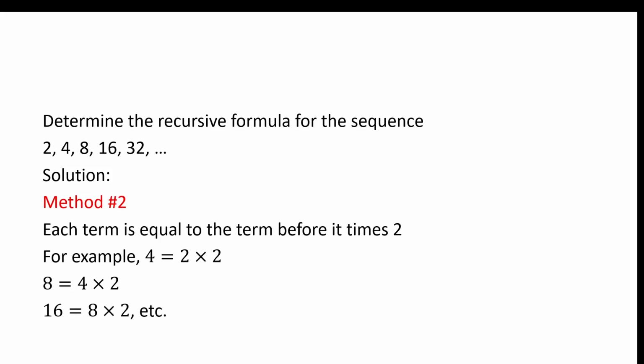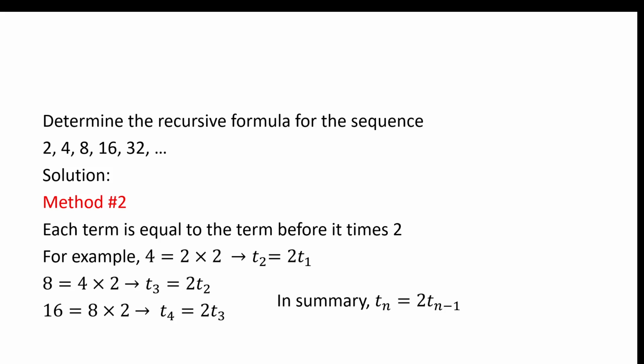Now, a second way of looking at that same sequence would be to say each term is equal to the term before it times 2. So for example, you might say, okay, well, 4 is equal to 2 times 2. 8 is equal to 4 times 2. 16 is equal to 8 times 2. 32 is equal to 16 times 2, etc. So, in other words, T2 equals 2 times T1, T3 equals 2 times T2, T4 equals 2 times T3, and in summary, Tn is 2 times T(n minus 1).